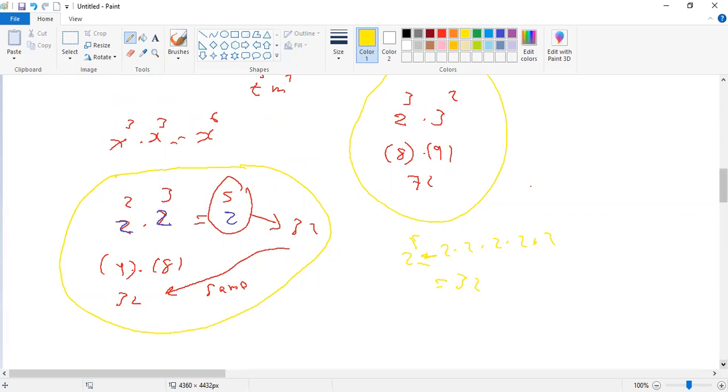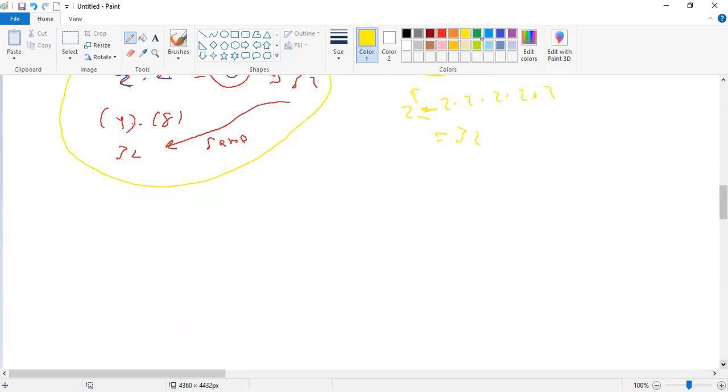Now, second point, return back to the rule. The rule we said is x^n times x^m. What does that mean? If I have x^n plus x^m, we can't say x power n plus m. That is wrong. Why? Because this is a plus, not times. The rule says times.